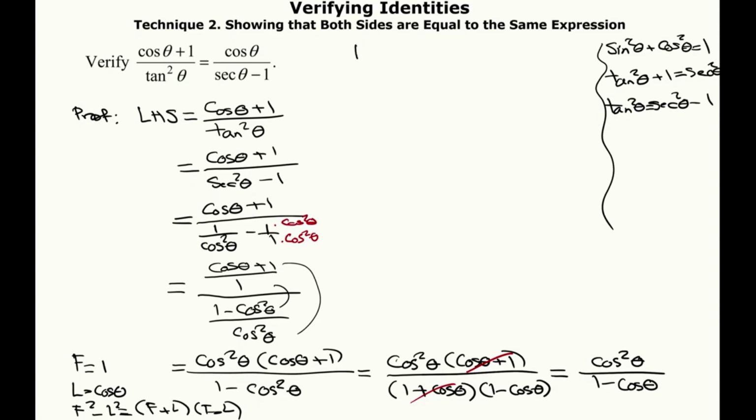So now we'll go ahead and call the right hand side cosine theta over secant of theta minus 1. I'm just writing the right hand side without changing it.